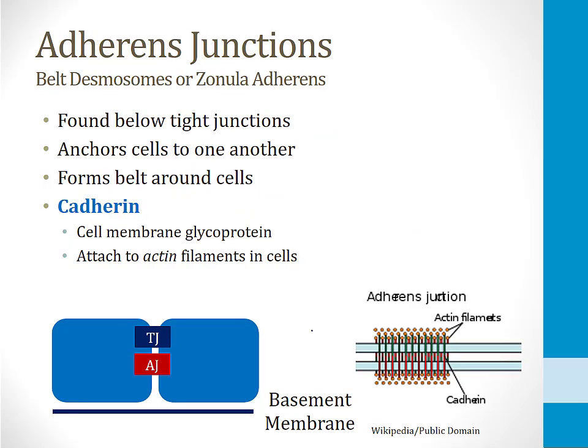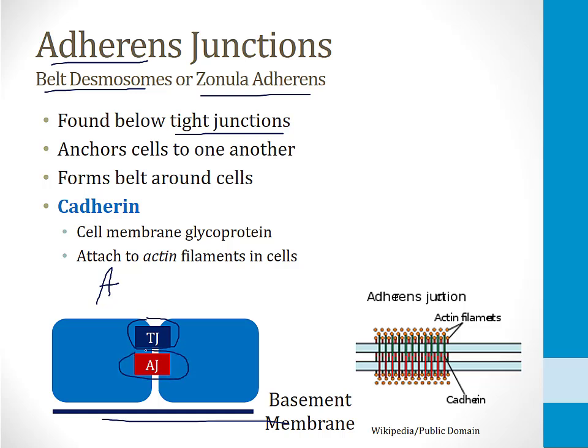The second type of connection between epithelial cells is called the adherens junctions. These are also sometimes called belt desmosomes, not to be confused with desmosomes that we'll talk about later. These are also sometimes said to make up the zonula adherens, which is a zone in which these junctions link two cells together. These types of junctions are usually found below the tight junctions. So if you look at my drawing on the screen here, we've got a basement membrane, we've got the apical side over here. The tight junctions tend to be the most apical junctions, and below those is where you tend to find the adherens junctions.